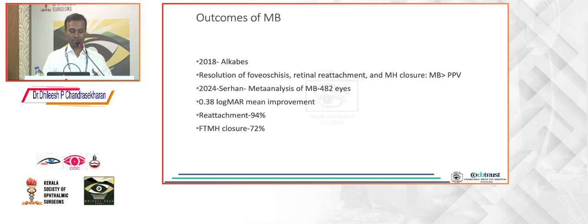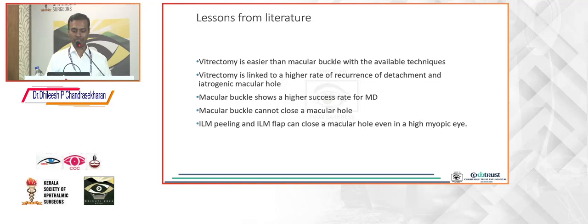And outcomes of macular buckle. In 2018, Alkabis did a 16-year review of macular buckles versus PPV, and she found that retinal reattachment as well as macular hole closure was much better in macular buckle versus PPV. And Serhan, in a meta-analysis of 482 eyes, found that the reattachment rates were as high as 94% with macular buckle, which is very close to our retinal detachment results even, and FTMH closure was around 72%.